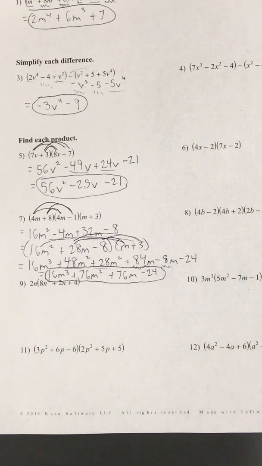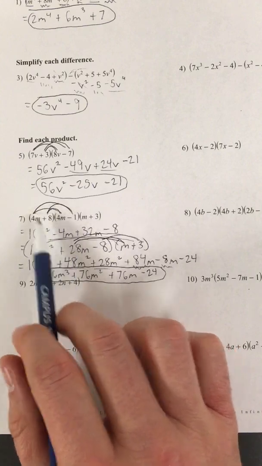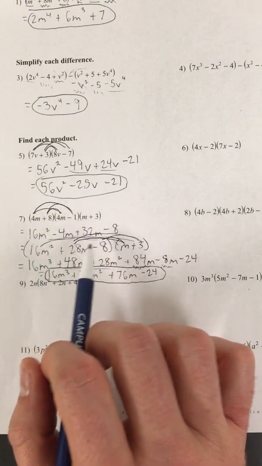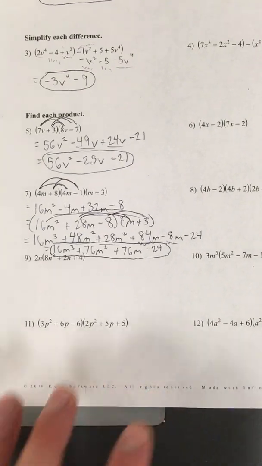Okay, so again, when you're multiplying 3 terms, don't multiply all 3. Just pick 2 of them, multiply them together, simplify it, and then take that answer and multiply by the third. All right, 2 other quick problems. Number 9, this one's going to be fast.